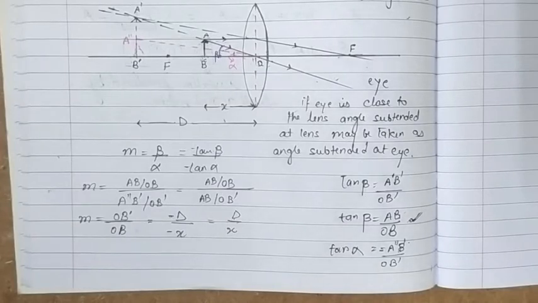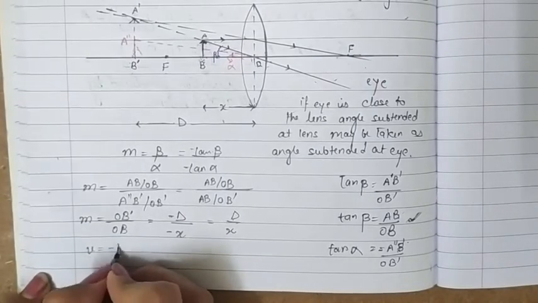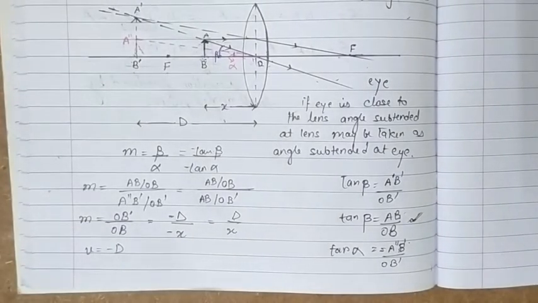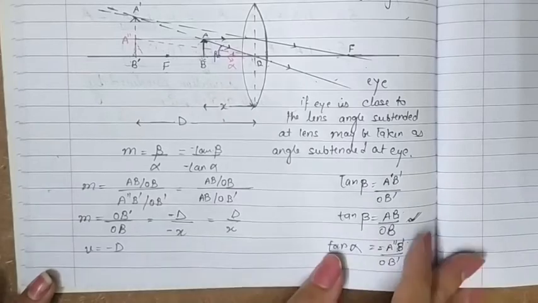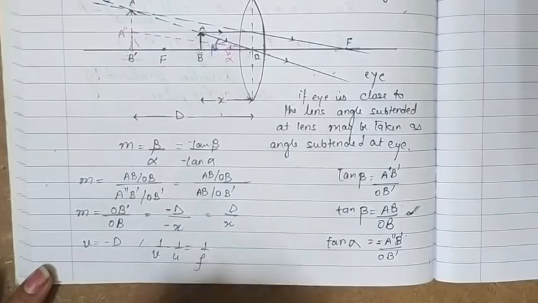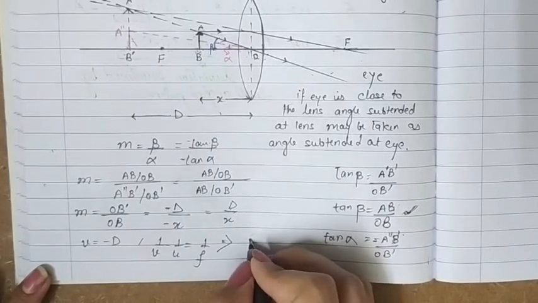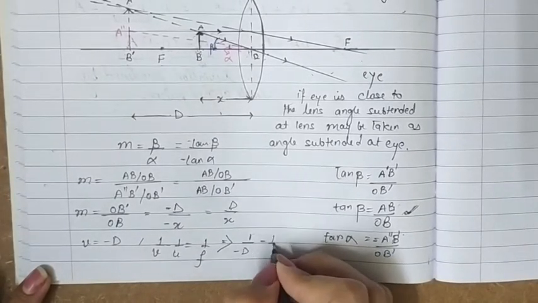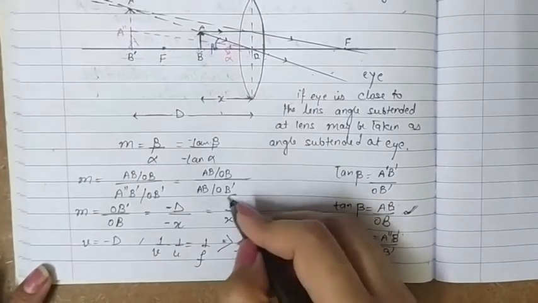Now if F is the focal length of the lens, then the image is formed at the least distance of distinct vision. That means V is equal to minus D, and F is the focal length. So I am going to apply the lens formula for it. By applying the lens formula, we know that 1 upon V minus 1 upon U is equal to 1 upon F, right? And if we put the values, we get 1 upon minus D minus 1 upon minus X is equal to 1 upon F. On solving this, we can find the value of D upon X, that is the magnifying power.